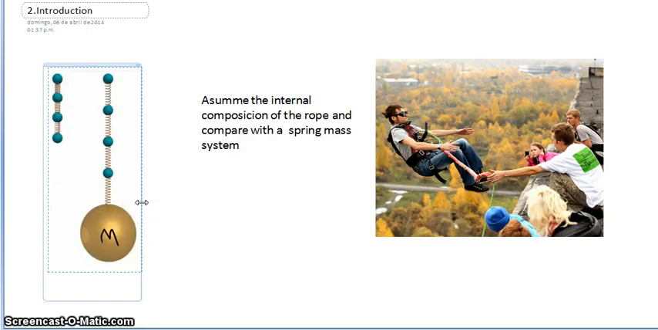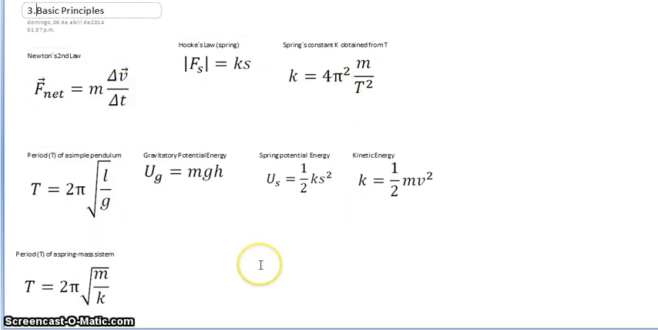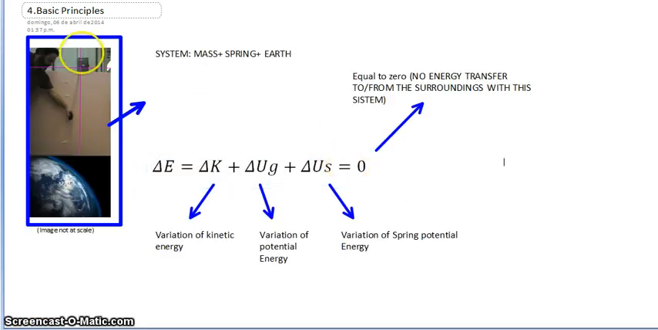We assume the internal composition of the rope as a spring attached to a mass, stretch is our solution to study the string sport considering a spring-mass system. These are the equations used: the energy equation, Newton's second law, Hooke's law, and period. This is the system considering the mass, spring, and air together, and delta E is equal to 0.